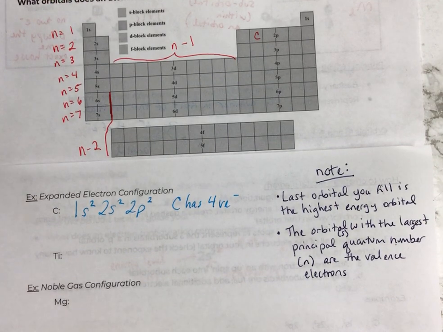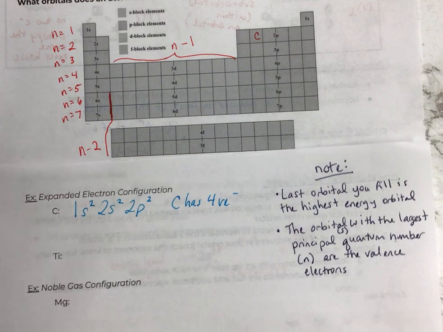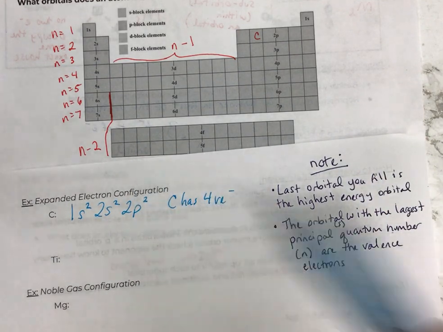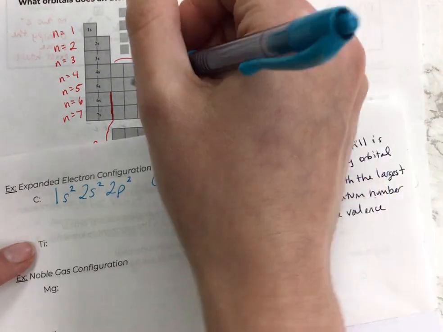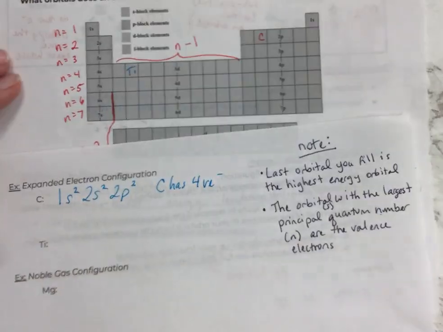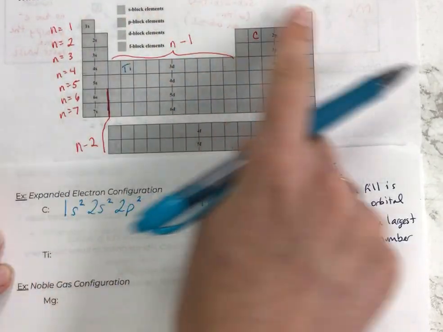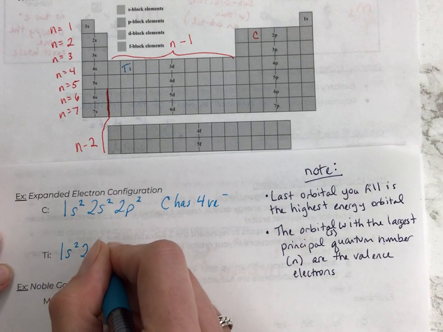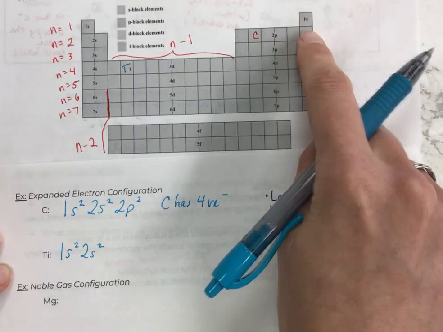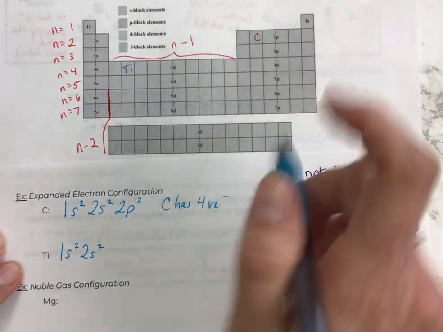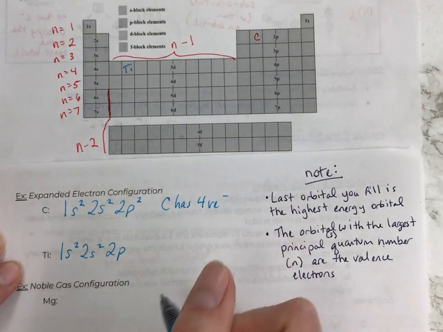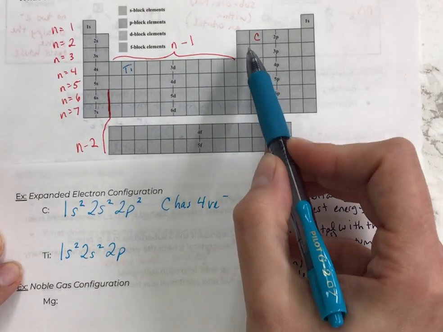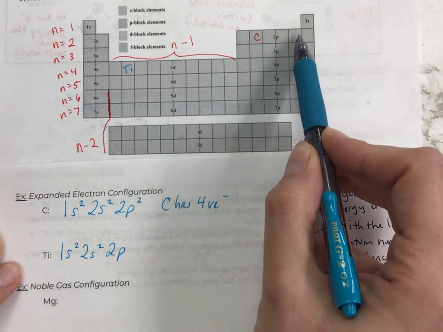Pause the video here, try out titanium. All right, hopefully you paused and you did titanium. Let's do it together. First thing I want to do is find it on my periodic table. Titanium is right here, and I'm going to do that same process. So 1s2, 2s2, because those are both full. Now my 2p in this case is also full. So 2p6, and my p orbitals are full with 6 electrons, but you could also count 1, 2, 3, 4, 5, 6.